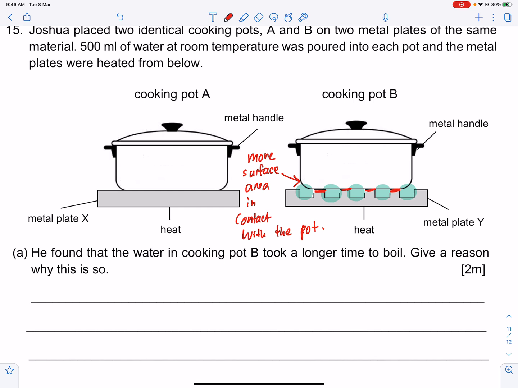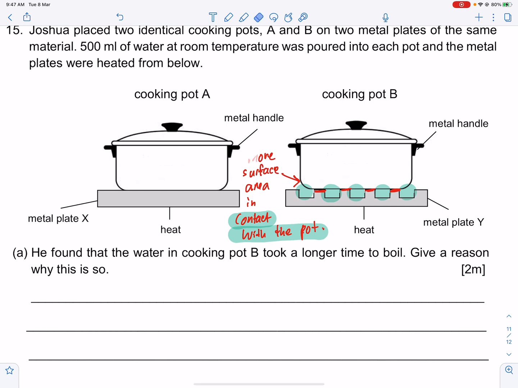Now what most of you said was metal plate Y has more exposed surface area. Oh, sorry. Yes, you said something like that, which is not correct. Right? It's not about exposed surface area. It is about area in contact with the pot. It's touching the pot, not being exposed. It's got nothing to do with that. Okay? Yes. So, sorry. Thank you for pointing it out.